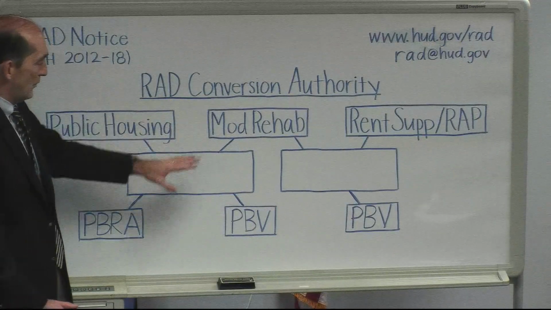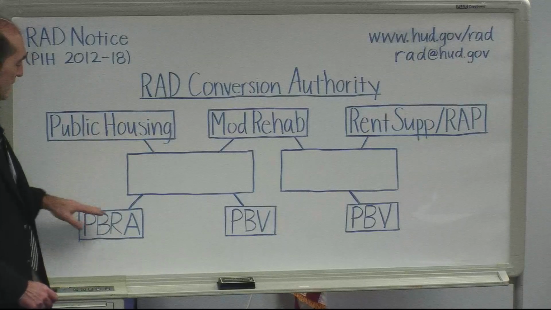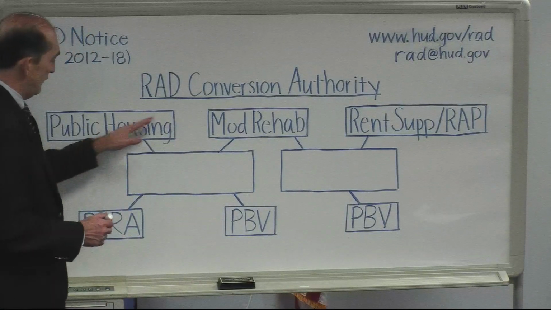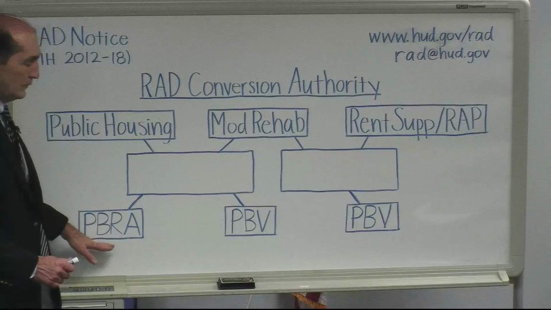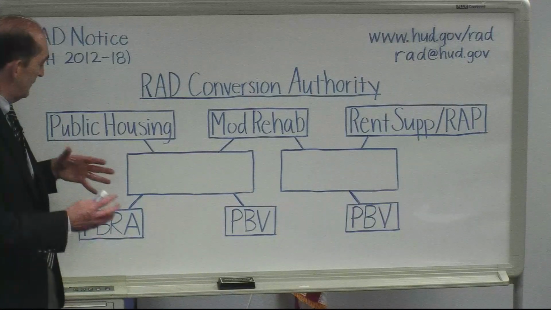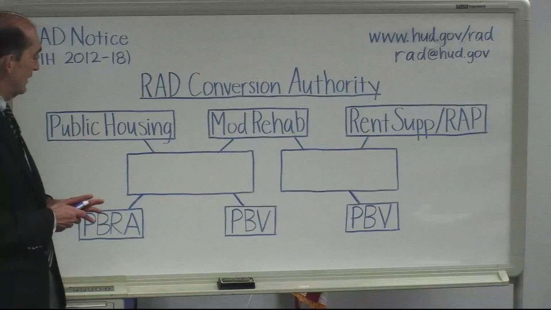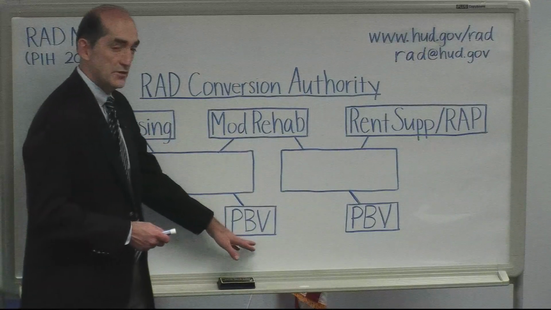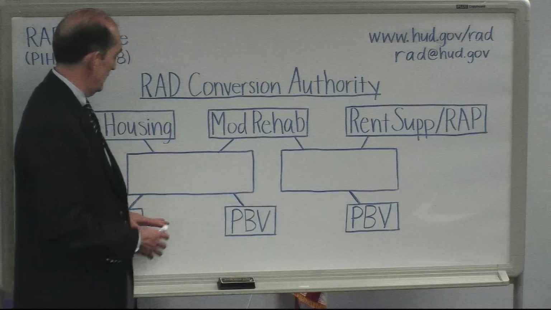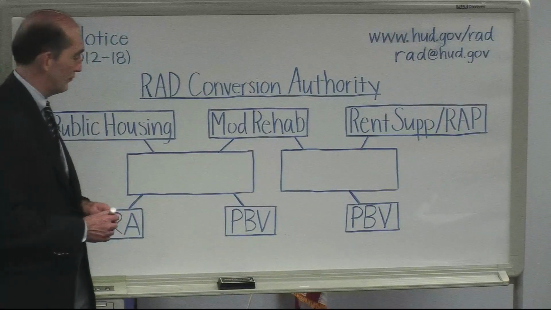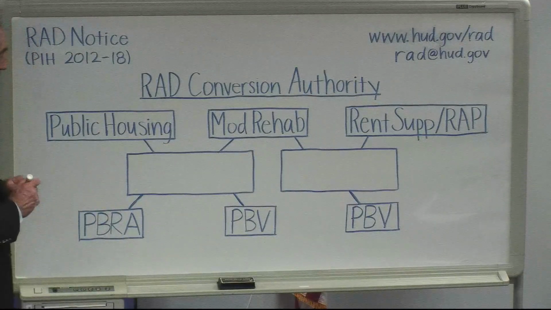The first component of the demonstration of RAD is for public housing and mod rehab. And these owners can either convert to PBRA, which is the acronym for Project-Based Rental Assistance, sometimes referred to as multifamily housing, or they can convert to project-based vouchers. So once you get selected, you could move to PBRA or PBV in association with the rules we've established in this program for it.